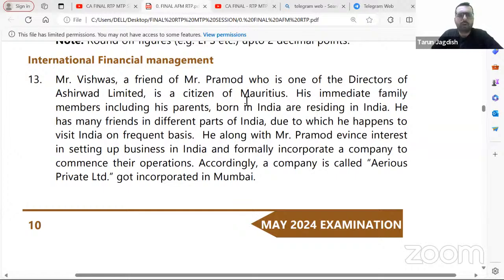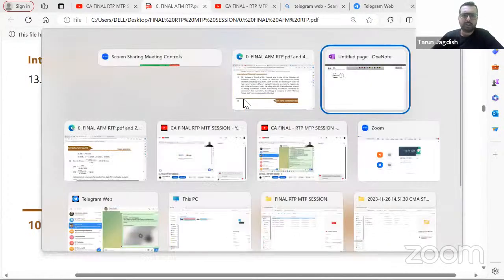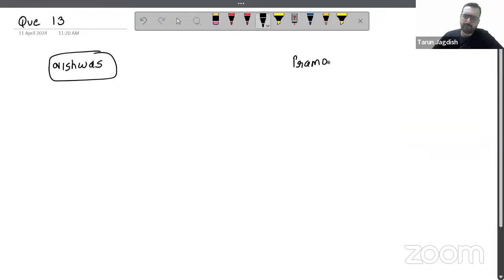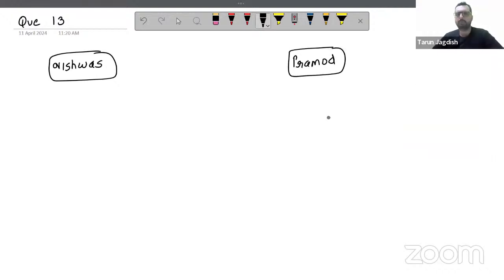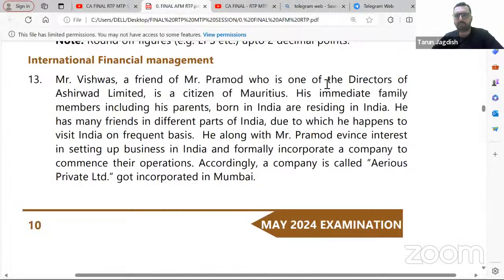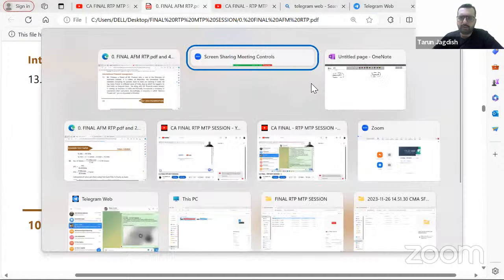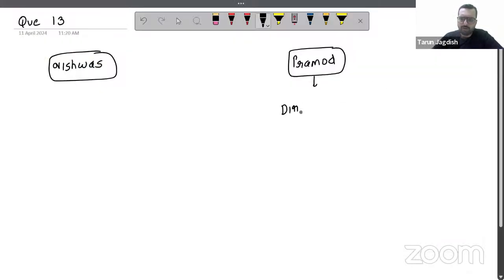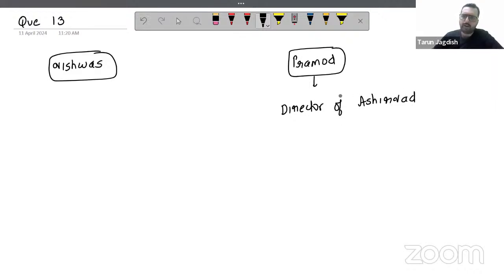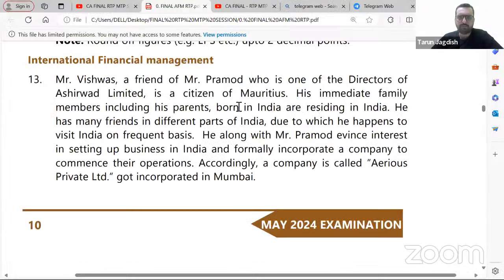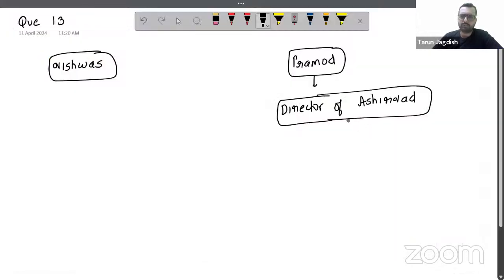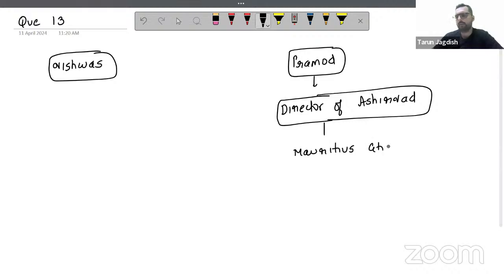Okay. Mr. Vishwas, a friend of Mr. Pramod. So now the second fellow over here is Mr. Pramod. Mr. Pramod is one of the directors of Ashirwad Limited. So this fellow is a director of Ashirwad Limited, and Vishwas is a citizen of Mauritius. So he is a Mauritius citizen.